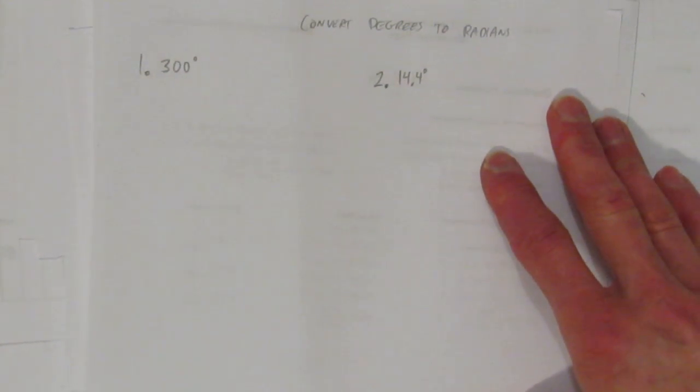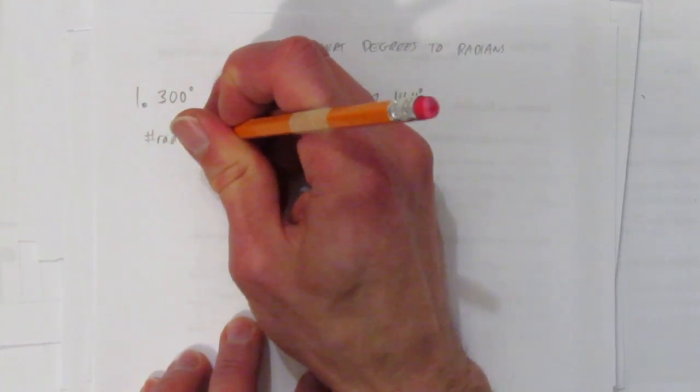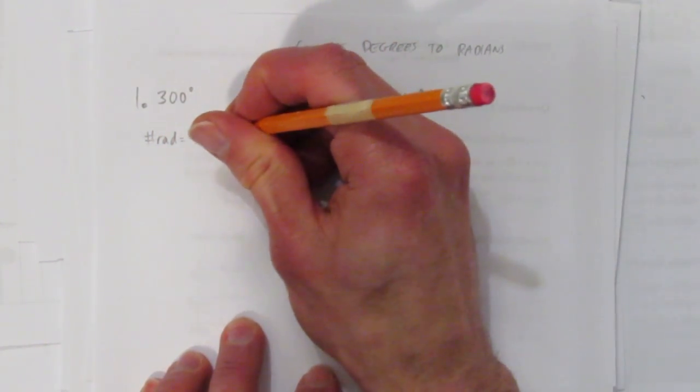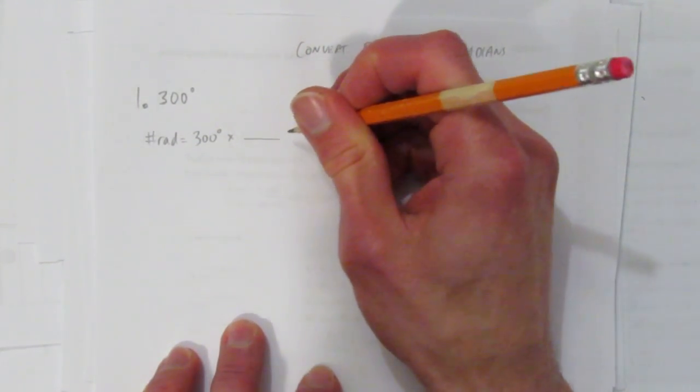In this video, we'll look at how to convert degrees to radians. The first question is 300 degrees. So, the way we'll do it is we'll say the number of radians equals, start with what you've got, 300 degrees, and then multiply by a fraction, a conversion fraction.